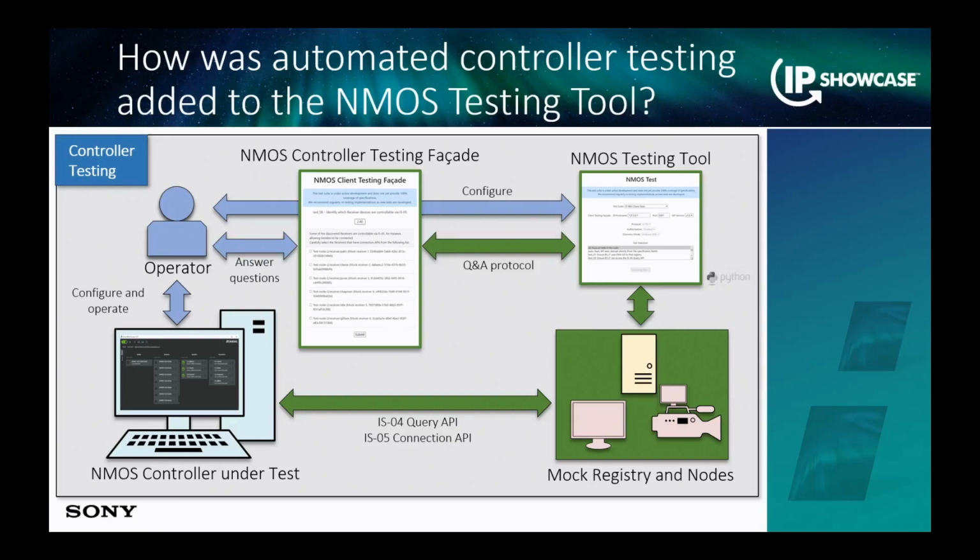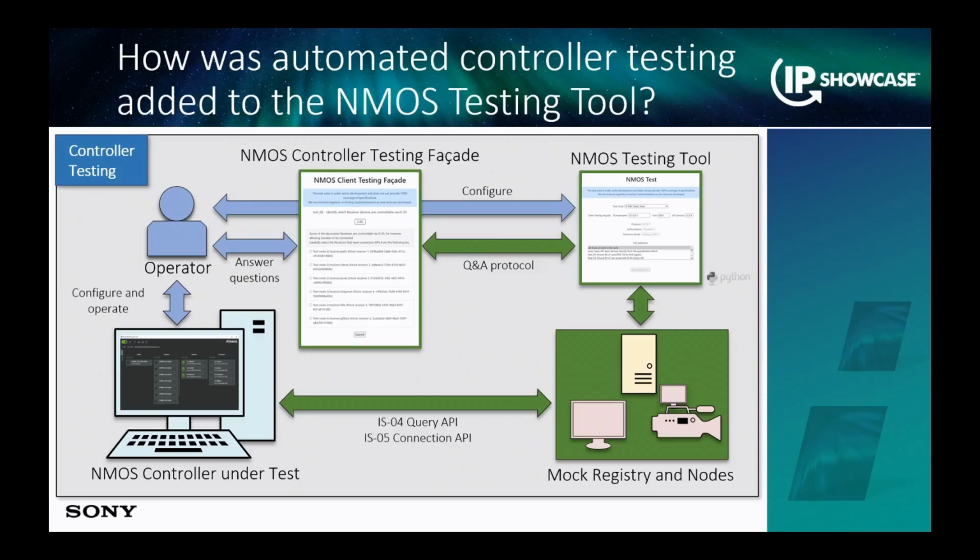The operator then answers various questions that the testing facade poses it, like what different nodes can you see on the network? Can you see that a connection's been made between these different devices, that kind of thing. And the operator answers those questions, and then the NMOS testing tool via the Q&A protocol is able to ensure that those questions have been correctly answered.